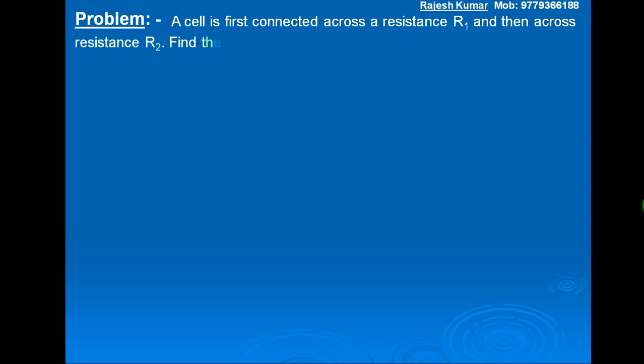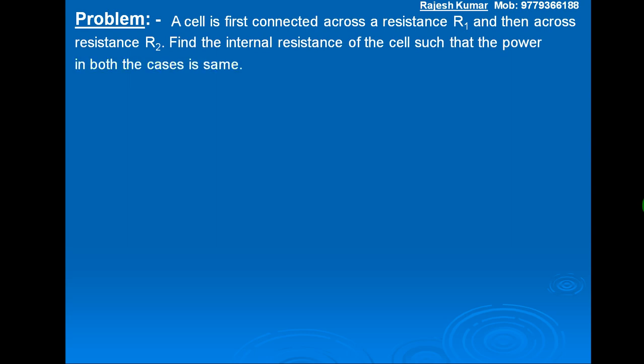Our problem is: a cell is first connected across a resistance R1 and then across resistance R2. Find the internal resistance of the cell such that the power in both the cases is the same.